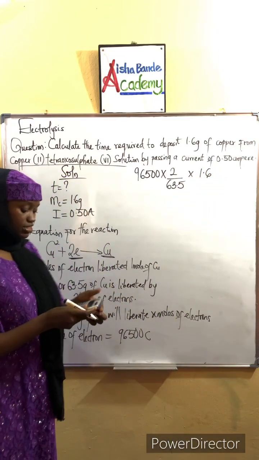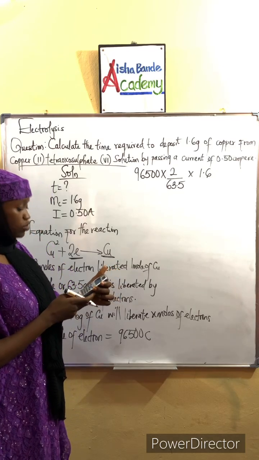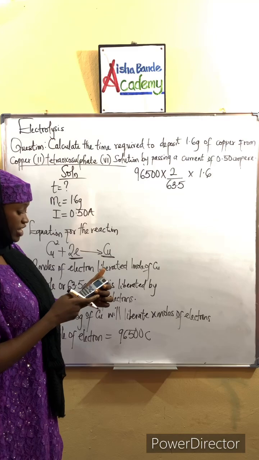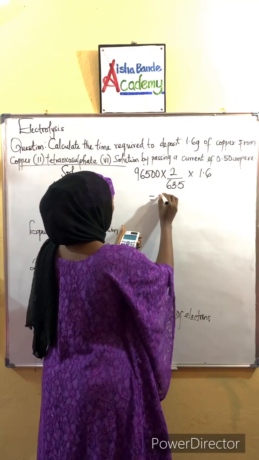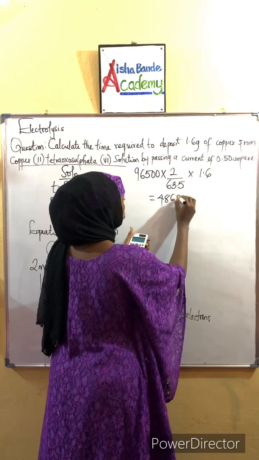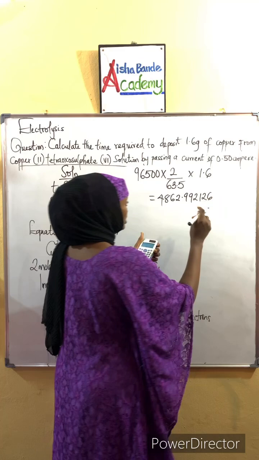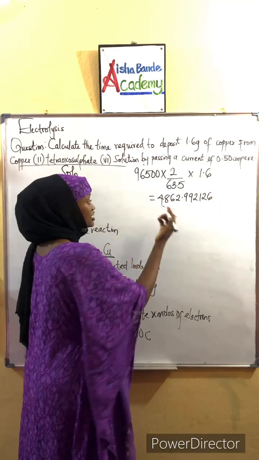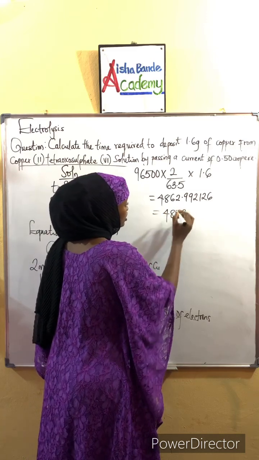From here we can simplify. Let's multiply all the numerators: 96,500 times 2 times 1.6, all of these divided by 63.5. So here we have a value of 4862.992126. I'm just writing out the whole value we have here before approximating. Taking this as a whole number becomes 9863 coulombs.